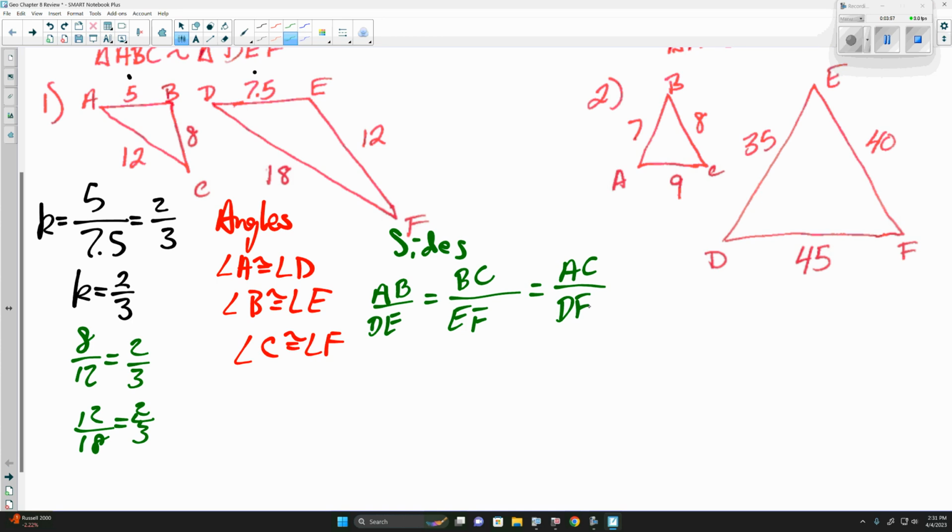Now, once we picked AB as the first one, the other sides of that triangle, BC and AC, all have to be on top. Since we put one on top, the others have to go on top. But that is it for question number 1. Any other questions on 1 through 4? Are we good with 1, 2, 3, and 4?